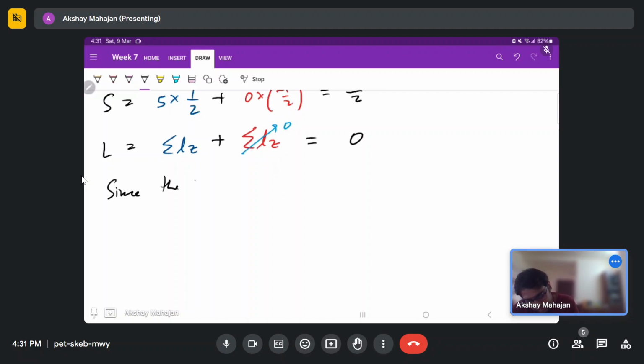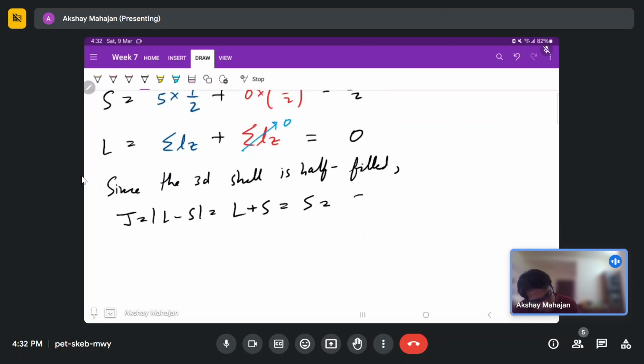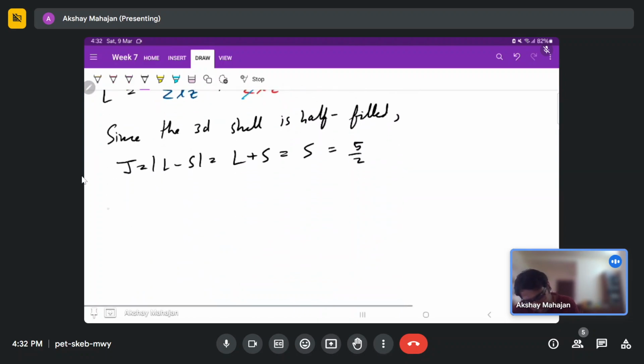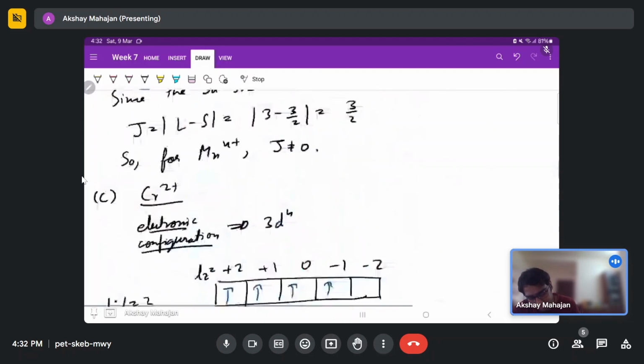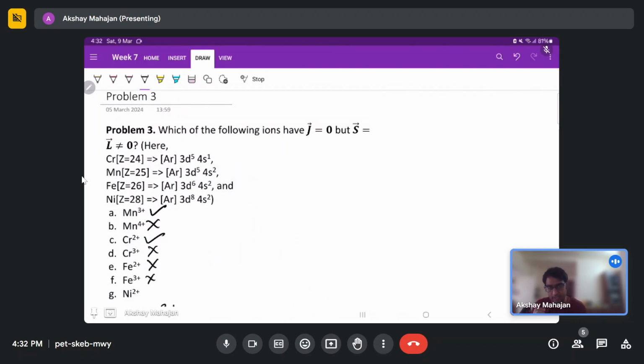Now since the 3d shell is half filled, J will be equal to mod of L minus S equals to L plus S equals to basically S, because L is 0, which is equal to 5 by 2. Now so for Fe3 plus, J is not equal to 0, and thus Fe3 plus is also not our answer. So it is also not the ion which has J equals to 0 and S equals to L but not equal to 0.